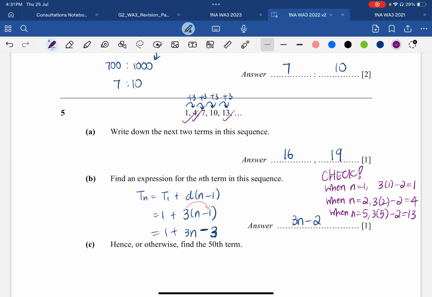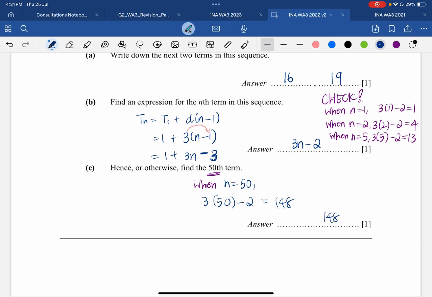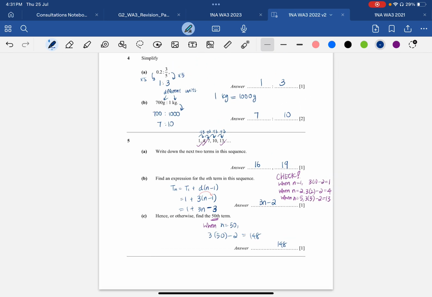Okay, hence or otherwise find the 50th term. So this is when n equals 50. Okay, so 3 bracket 50 minus 2 will be 150 minus 2, which is 148. So 148 is the 50th term. Okay, so that's for question 5.